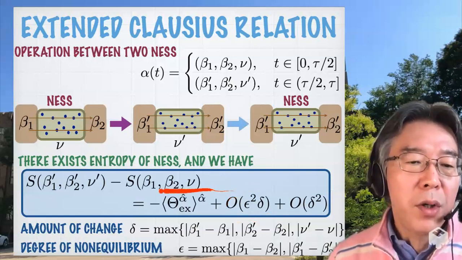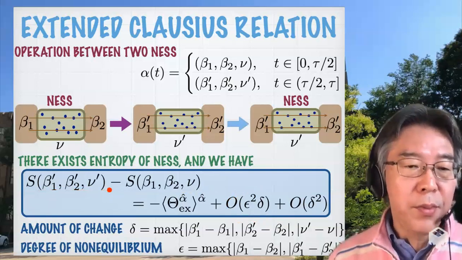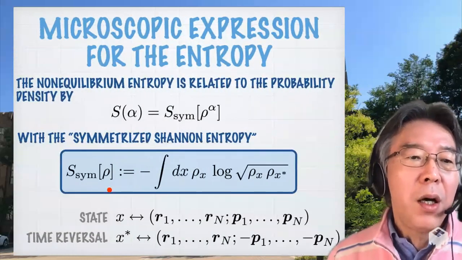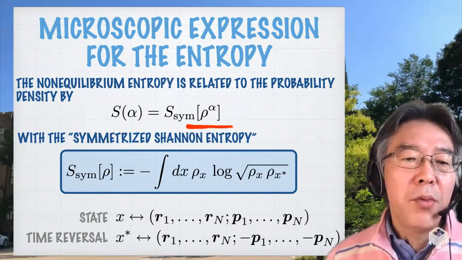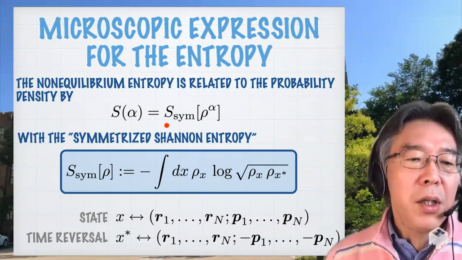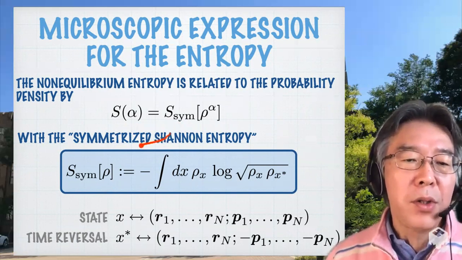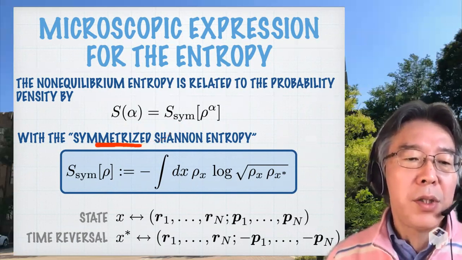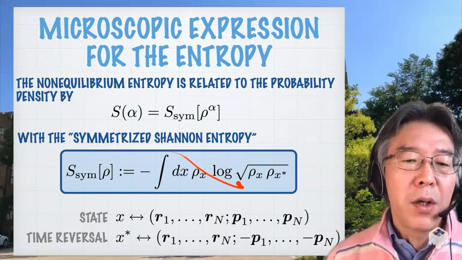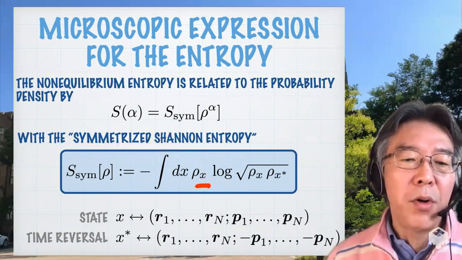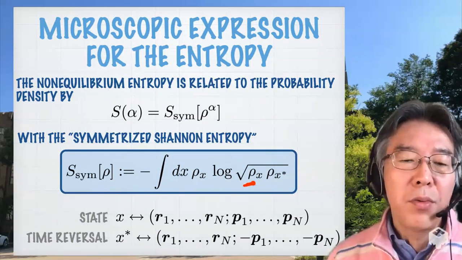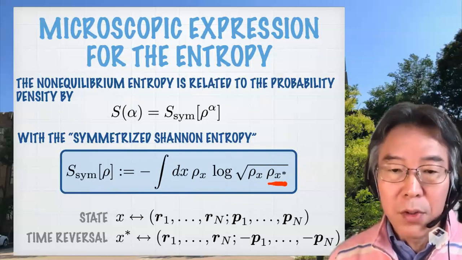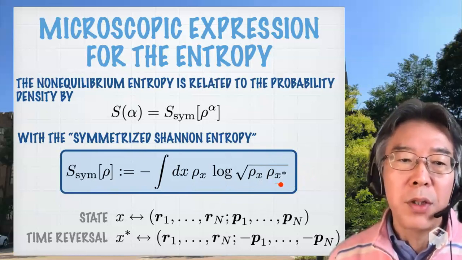Okay, and so what is this non-equilibrium entropy? That's interesting. It's related to the probability density by this relation. And what is this SM? SM is something very similar to the Shannon entropy, but with extra symmetrization. Okay, in Shannon entropy, we had simply rho x log rho x. But here we have square root rho x star. This is simply the time reversal of this probability density.